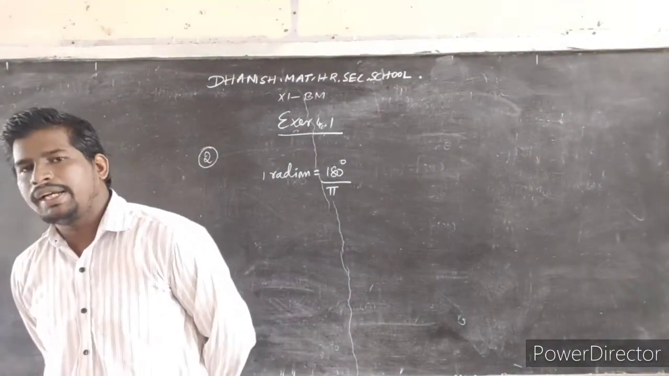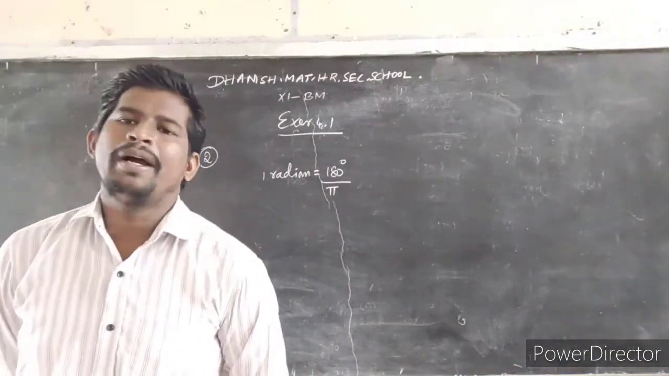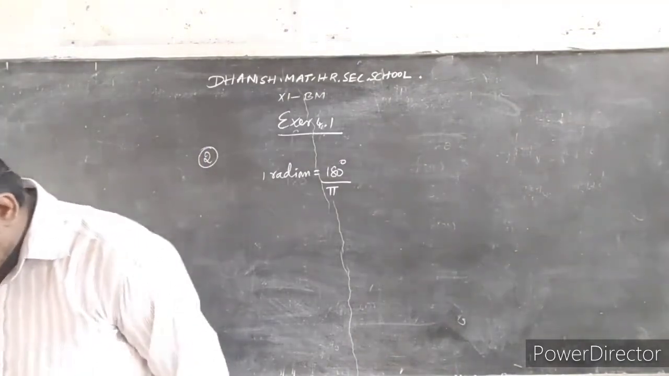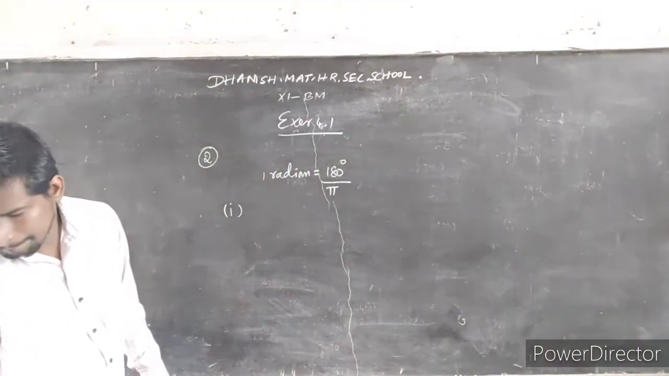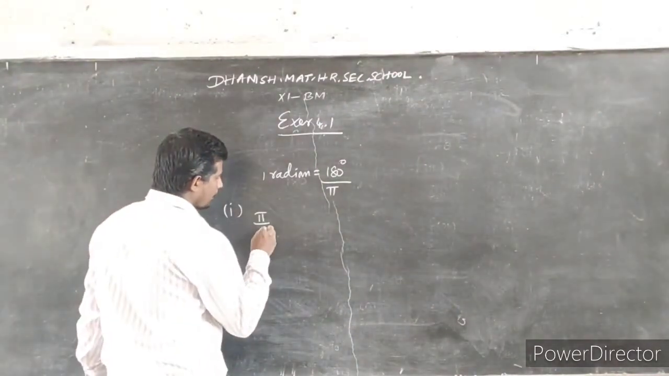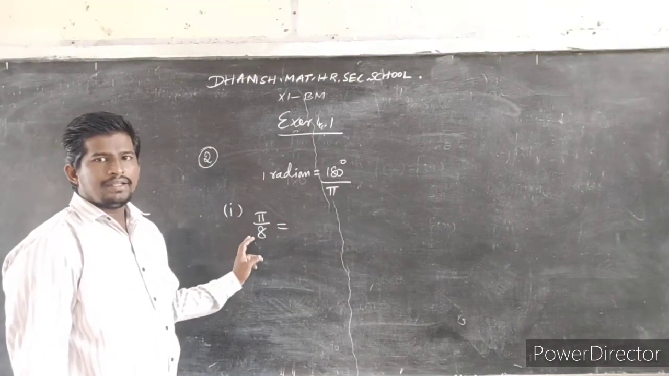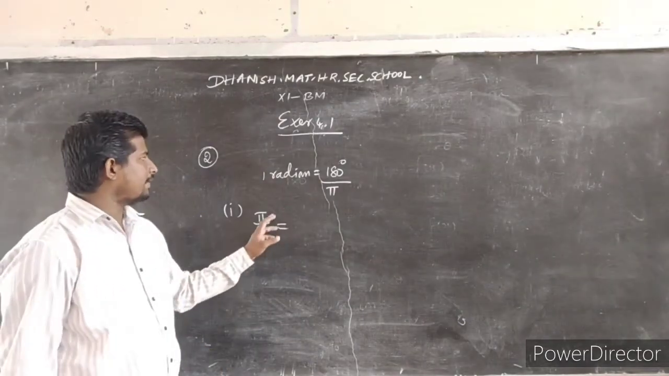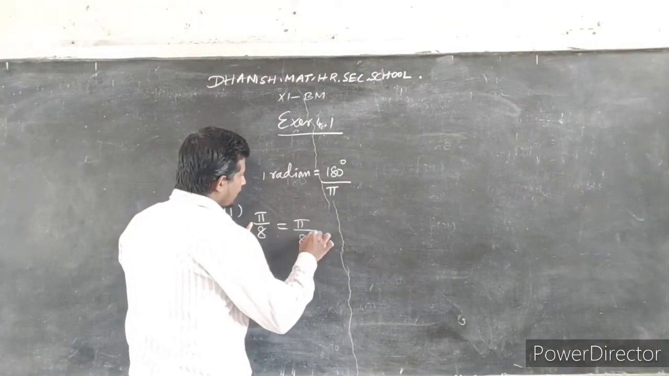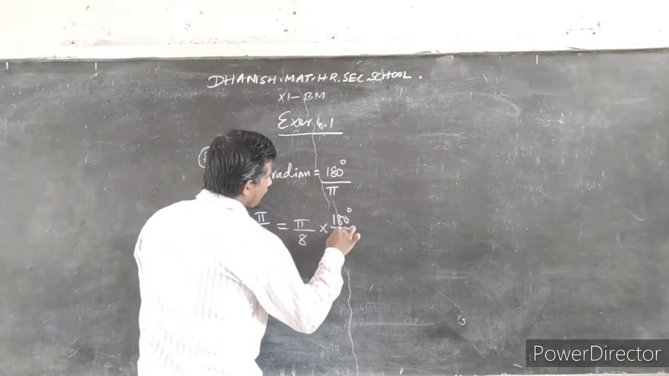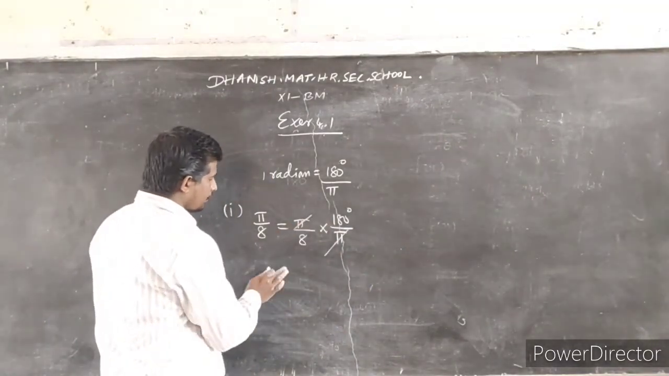If you want to convert the degree into radian, we should multiply the given with 180 degree divided by pi. The first one, now we are going to rewrite this radian into degree. For that, we should multiply the given radian with 180 degree divided by pi. So 5 by 8 into 180 degree divided by pi. 5 will get cancelled.